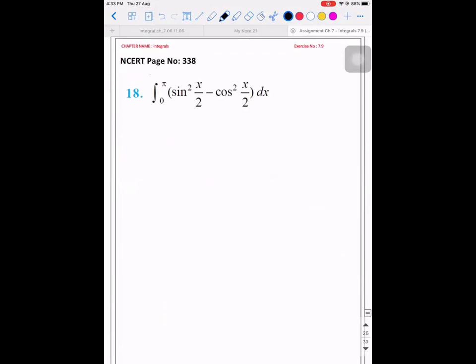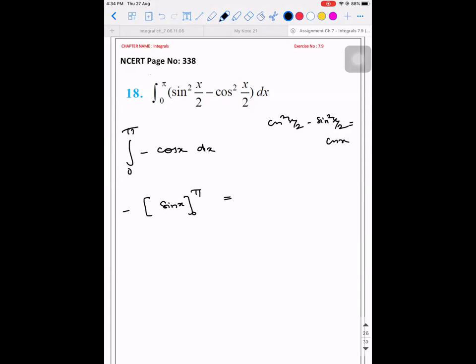So how to do integral of 0 to pi, sin square x by 2 minus cos square x by 2. So what is cos square x by 2 minus sin square x by 2 actually? Cos x. It is cos x, so it will be minus cos x. So integral of 0 to pi, minus cos x dx. So minus of integral of cos x is sin x between 0 to pi.